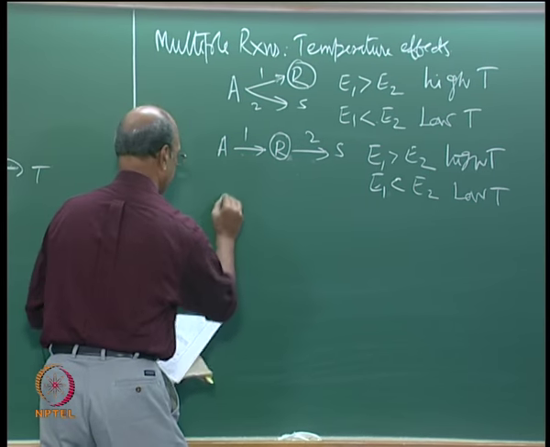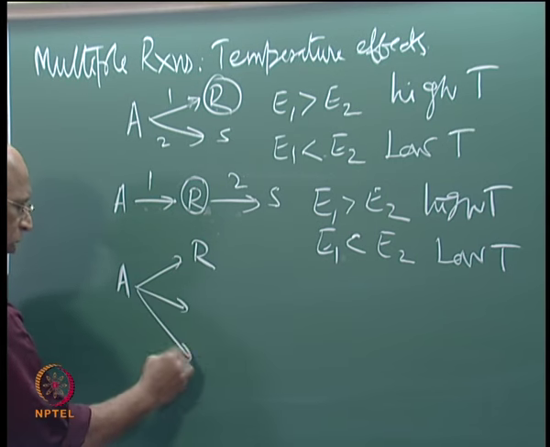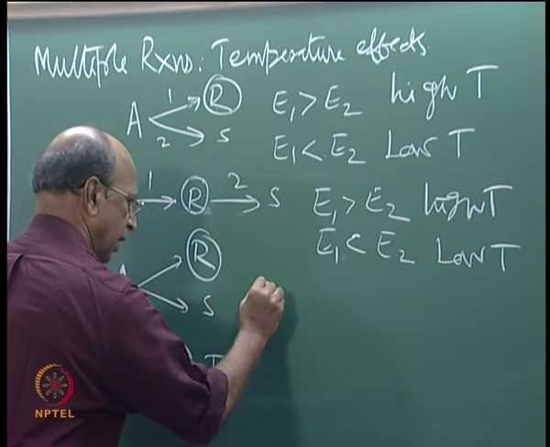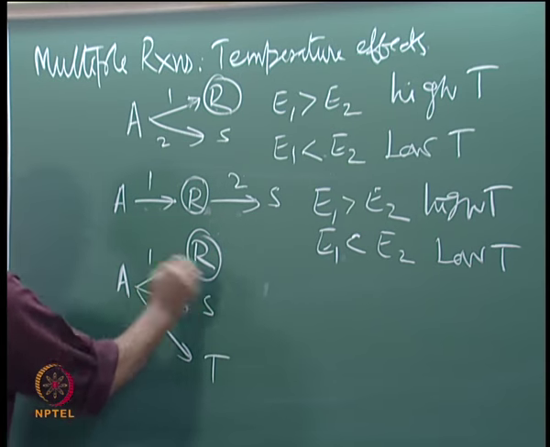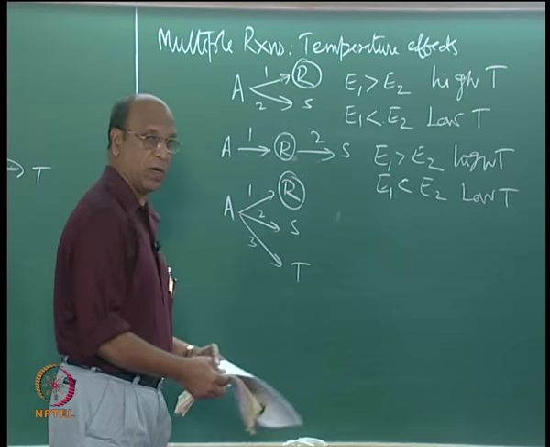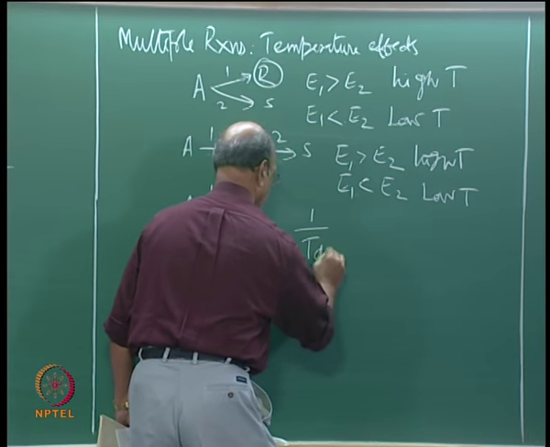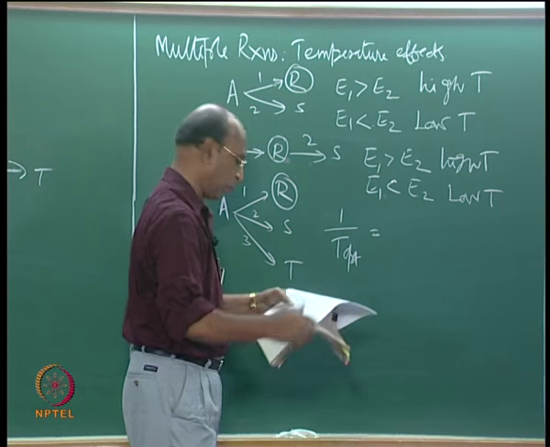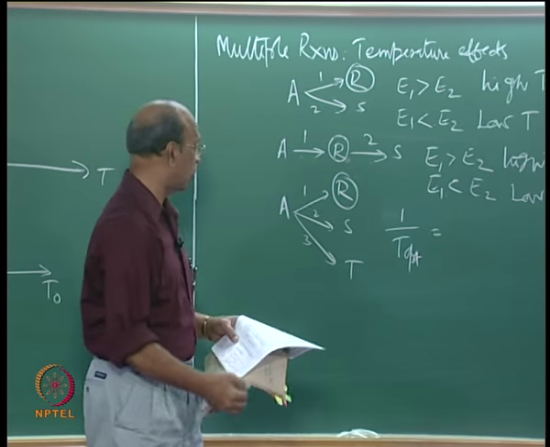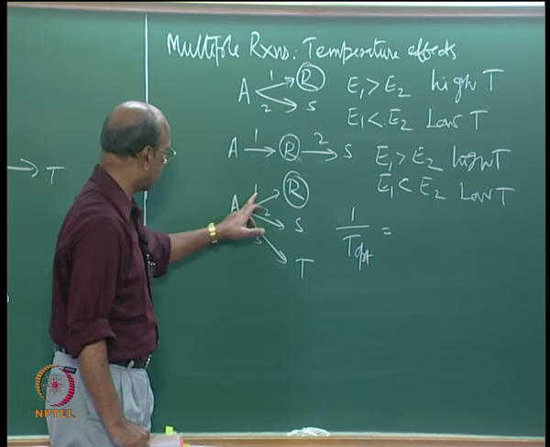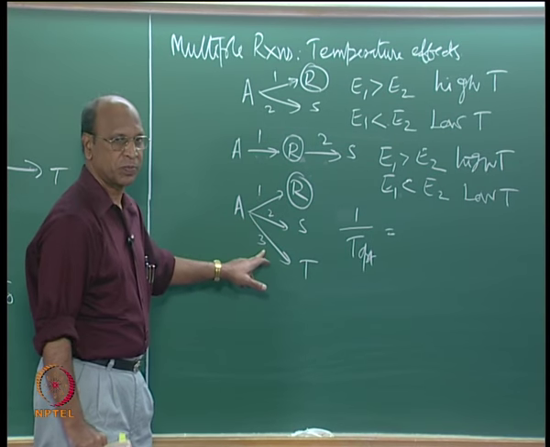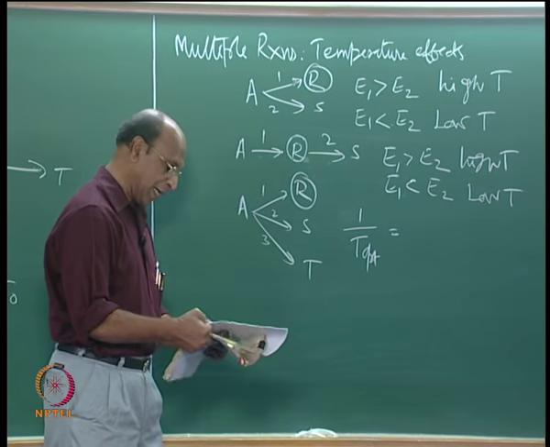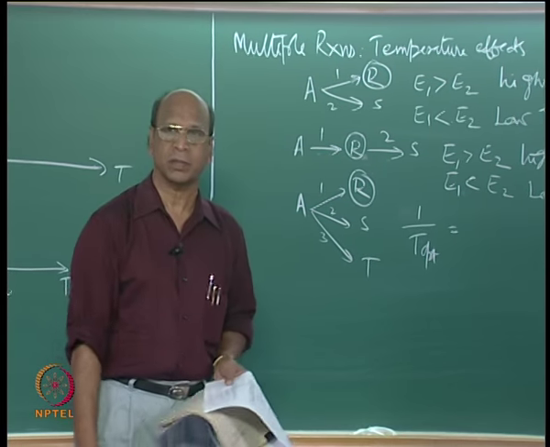And when I have A going to R, R going to S and T, this is the desired product. This one I will just nicely leave for you. This is reactions 1, 2, 3, this is the desired product. I will give you some kind of equation: 1 by T opt, where T opt is the optimum temperature. Here you cannot use only one temperature. Oh, you can, sorry, you can use one temperature, but that has to depend on E1, E2 and E3. If this one is less and these two are more, activation energies, or this may be low, this may be high, this may be low. All combinations are there. But even then, with all these combinations, you will get one nice equation. You please derive this equation. I do not want to derive that.